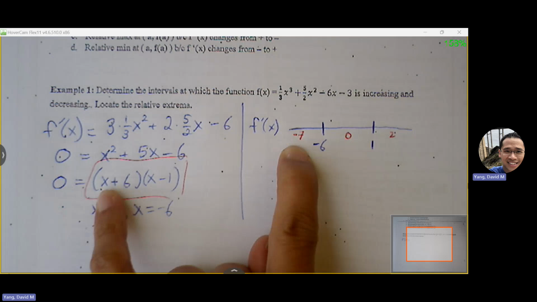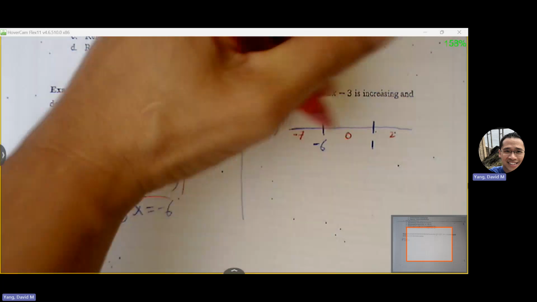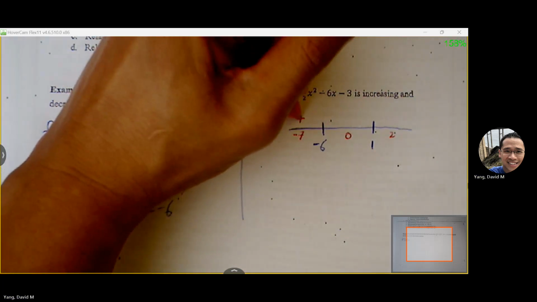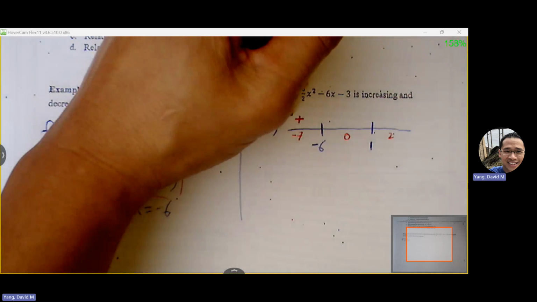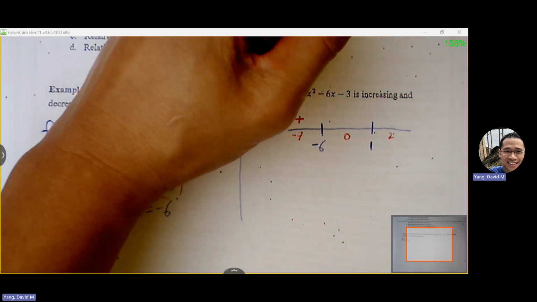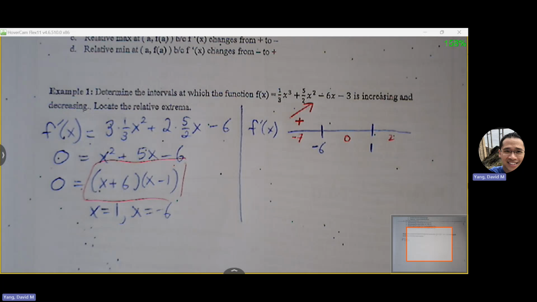So -7 plus 6 is negative. -7 minus 1 is negative. Two negatives makes positive. So now I do want us to help us visualize what's happening here. I would like for you guys to draw an arrow indicating positive slope, just to give you a visual of how the graph is looking. It's rising from left to right.